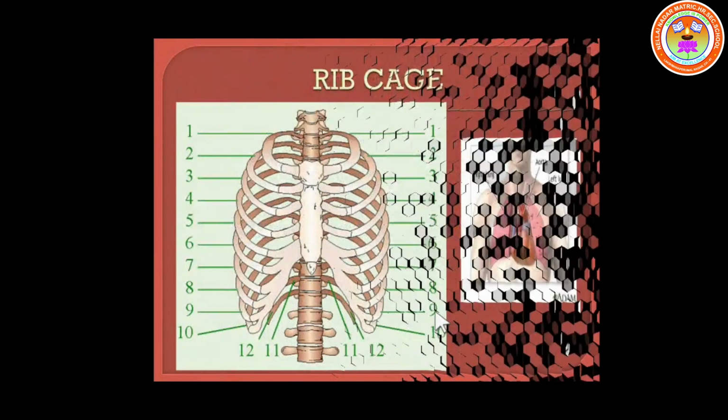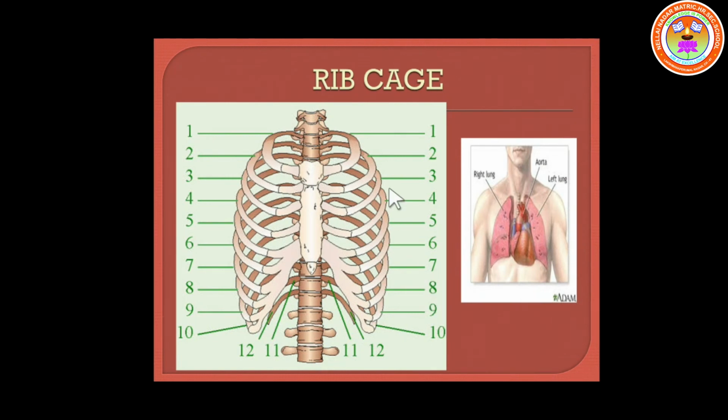Next is the rib cage. The rib cage is made up of 12 pairs of curved flat rib bones. It protects the delicate structures, the heart and the lungs. So, what does it protect? The rib cage protects the delicate heart and the lungs. Is it clear, children?